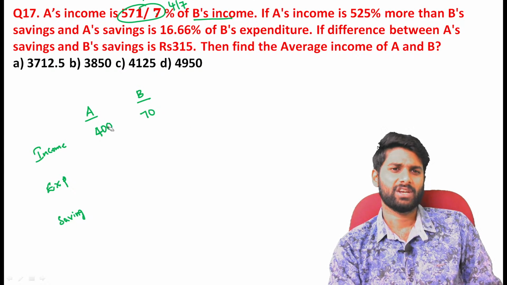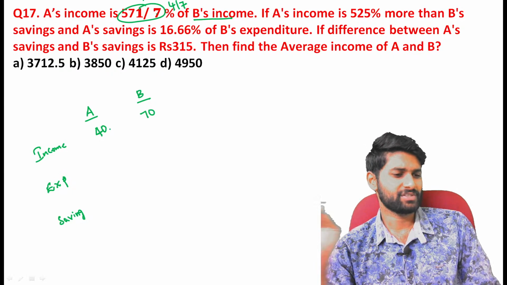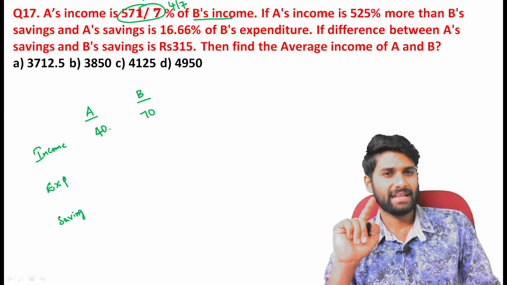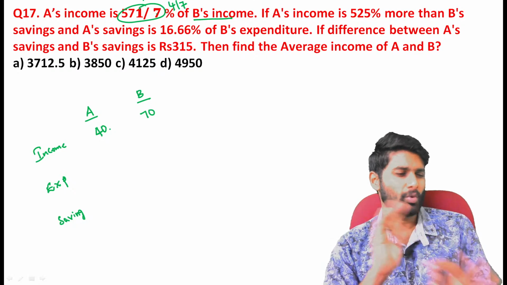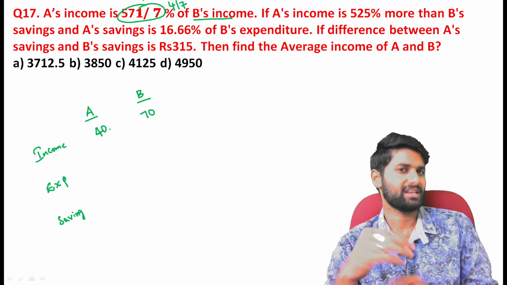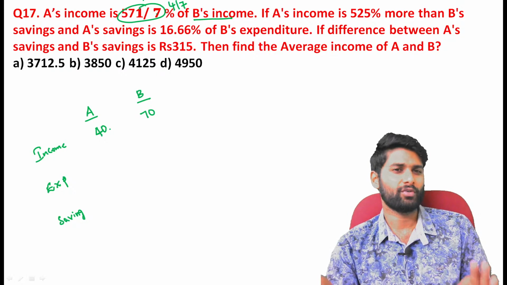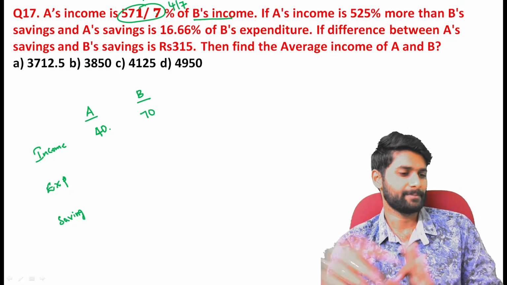Now, see, you can get the ratio of income of A and B. 57 1 by 7 percentage means 4 by 7. And the denominator is the B value, numerator is the A value. Why? Because they have not mentioned more or less. If they said more, you can add. If they said less, you can subtract. But there is no specific information. Take it as the original value. Numerator is A, denominator is B.